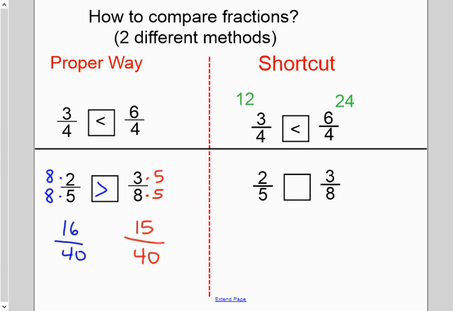So let's go back to the shortcut method. 2 times 8, doing the diagonal multiplication there, is 16. Notice I put this answer beside the top fraction that's involved. Let me switch over to green here.